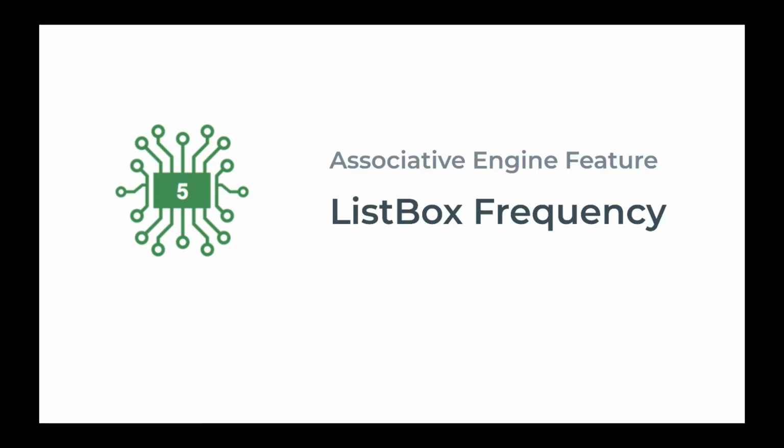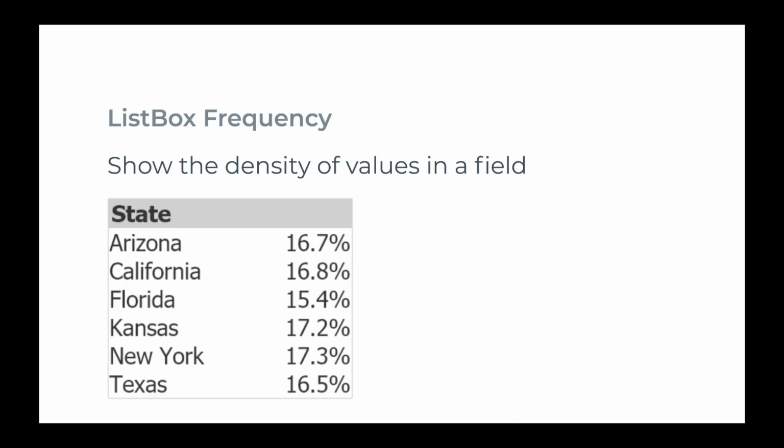The fifth engine feature that I want to highlight is Listbox Frequency. This feature is a favorite of mine from the glory days of QlikView. In QlikView, you can take any listbox and put it into frequency mode where the density of the field values is shown. It's a really great tool for data profiling since it updates with selections, so you can sort of click around and look at these frequencies to see how the data distributions are changing as you explore.